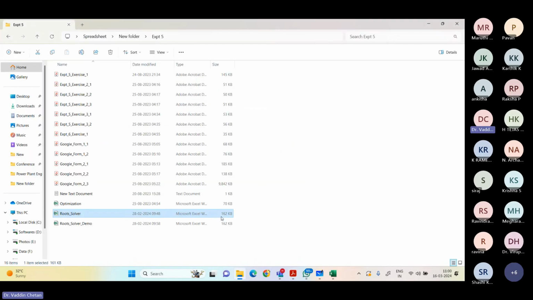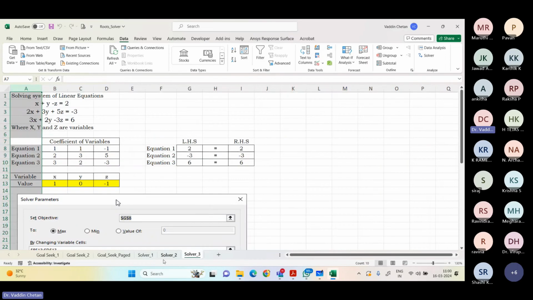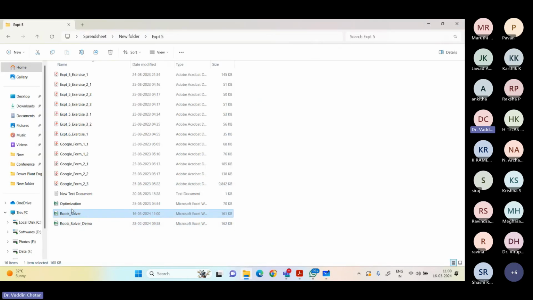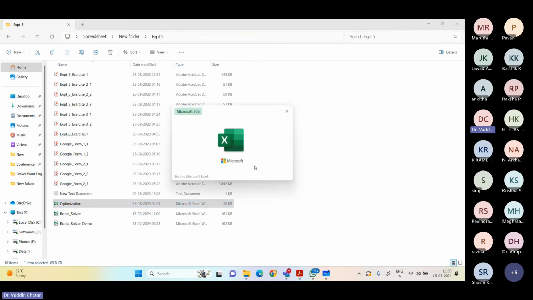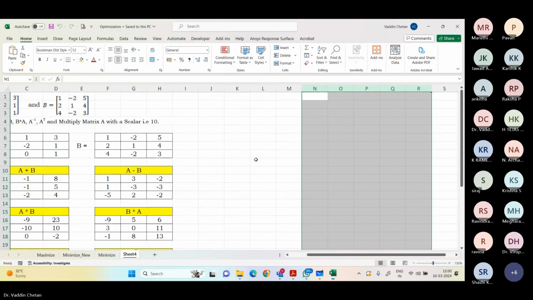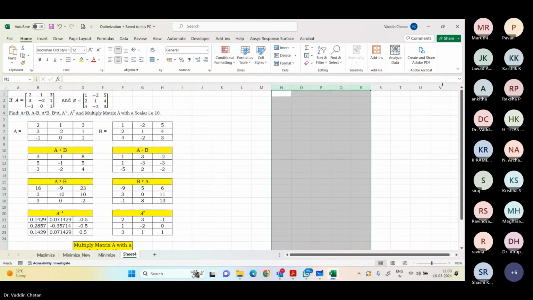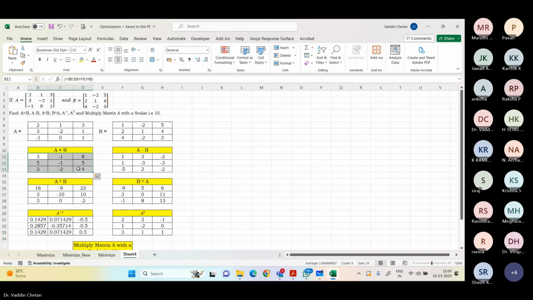Right? Let's see if I have a Excel, or I will create it. You don't have that. I feel optimization. Yeah, I have here. Delete all this.